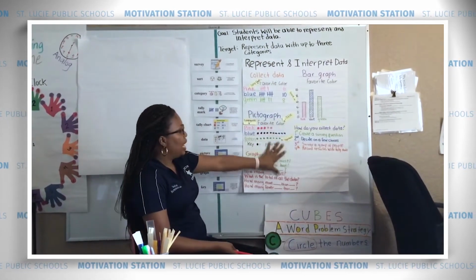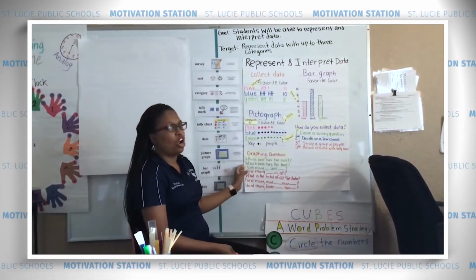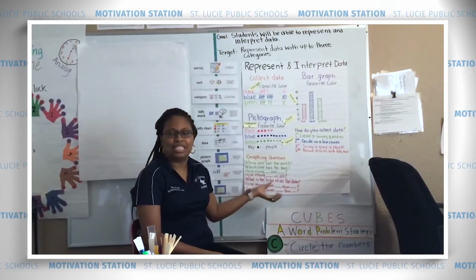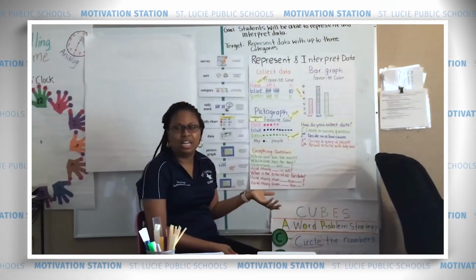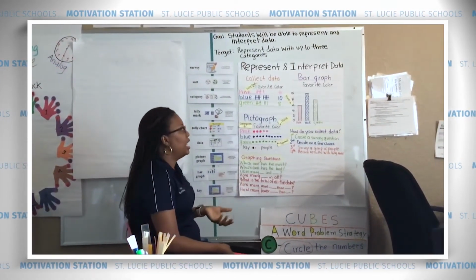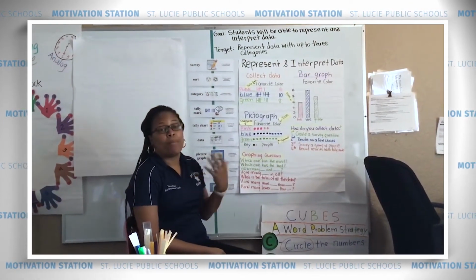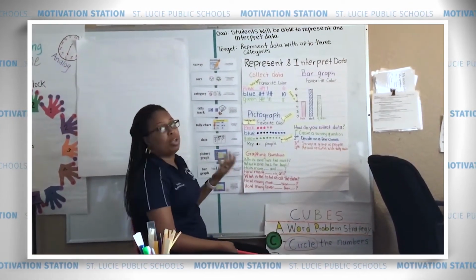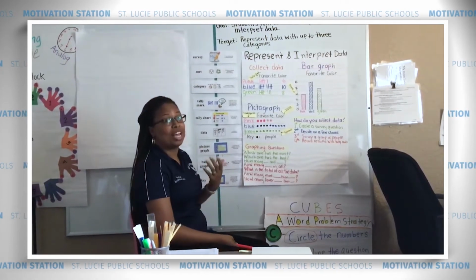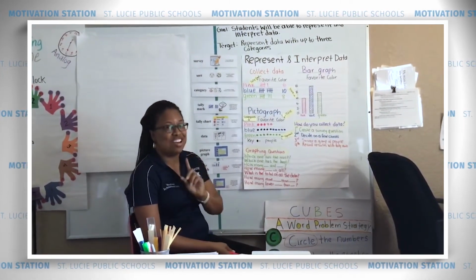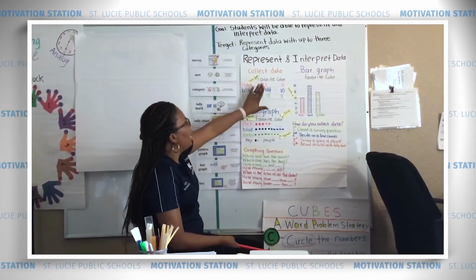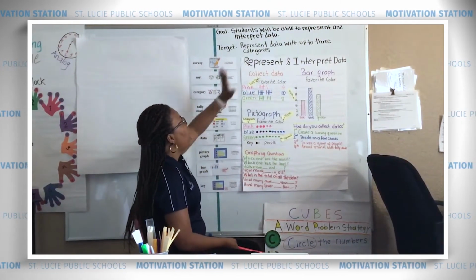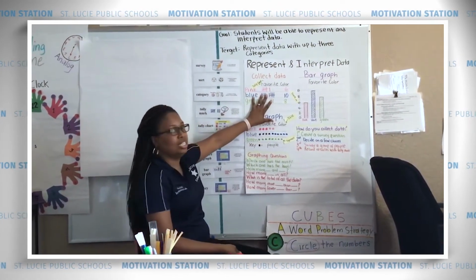So I created this anchor chart, and we're going to go over this anchor chart in today's lesson to get a better understanding of interpreting and representing data and how we graph information. And then we're going to get into actually graphing in our next lesson. So here we have a tally chart. This is a tally chart.